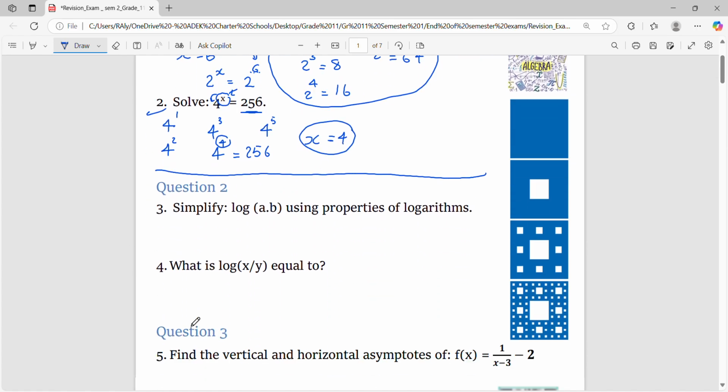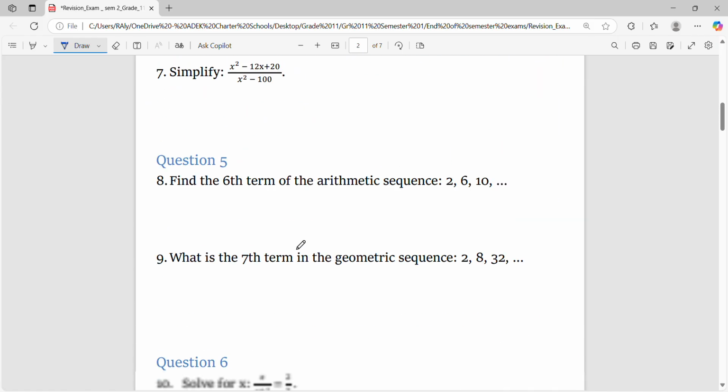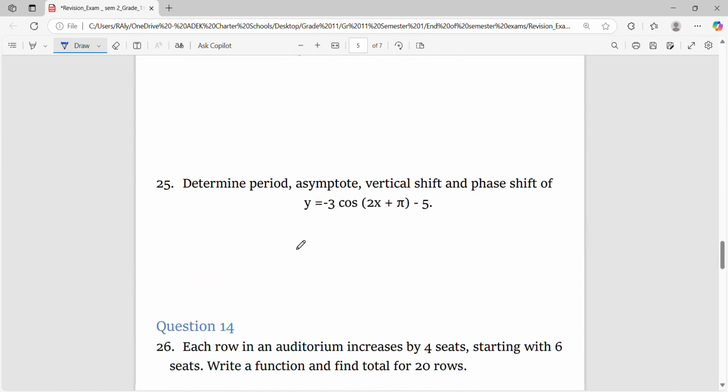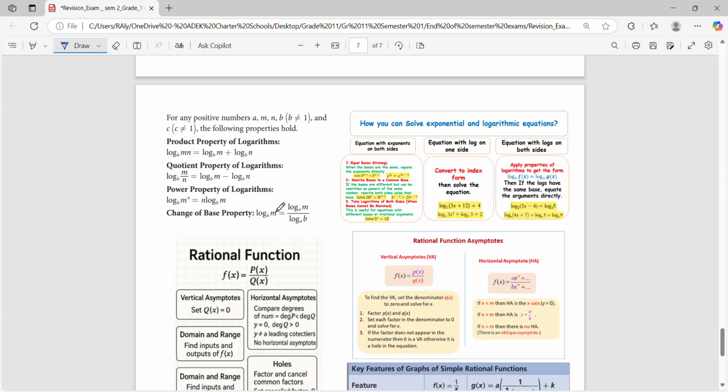Go to question 2. Simplify logarithms. We have to know the properties of logarithms we have studied together during this year. I want you to go to the last page. You will find all the properties of logarithms. See here, I put for you all the properties of logarithms. You can use them to know which property you can use.